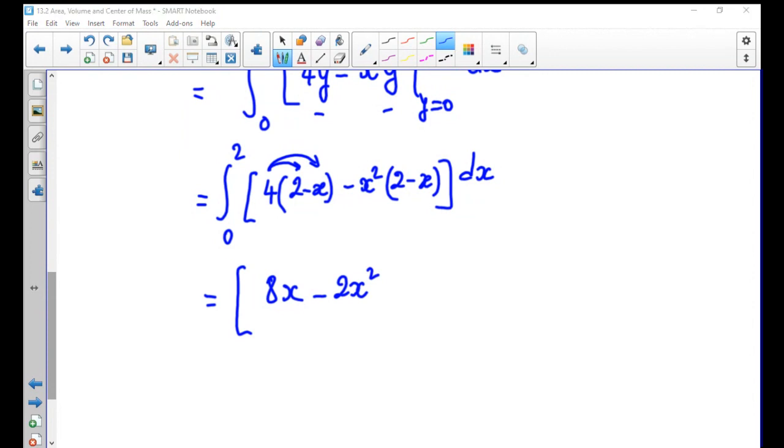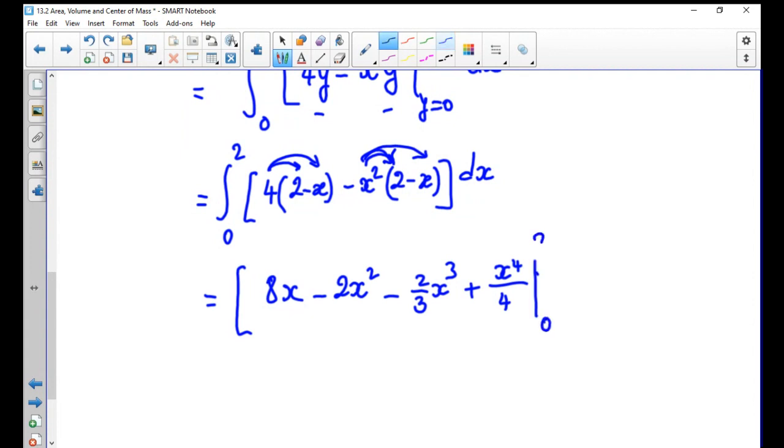And then you will have this multiplication. So what will it be when you integrate it? Minus 2 over 3 x cubed. Good. And finally, this one, x cubed. So it's going to be x to the power 4 over 4 from 0 to 2. That's it. And you just calculate this.